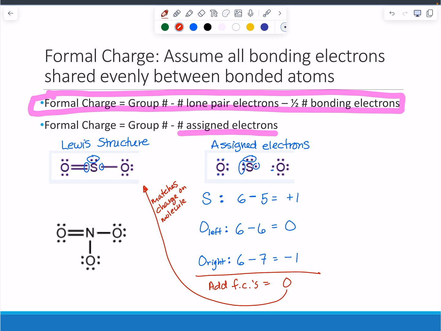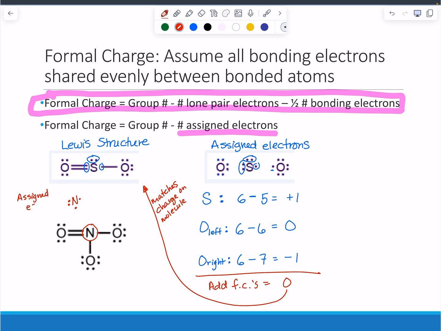All right. So we'll do one last example, and we'll calculate the formal charge on the nitrogen, okay? So there's the structure, and let's draw just the assigned electrons for nitrogen. So we've got our nitrogen, and it's got 1 for each bond. 1, 2, 3, 4. 1, 2, 3, 4. Okay?